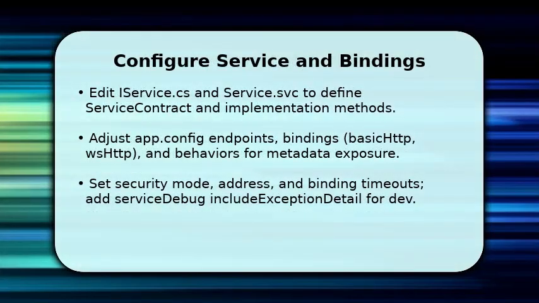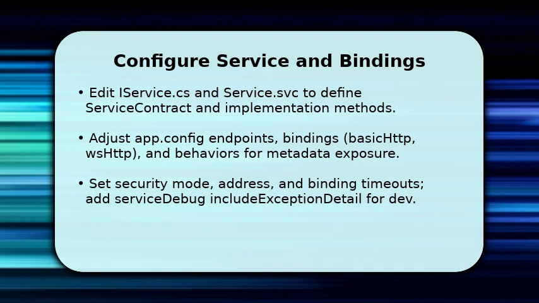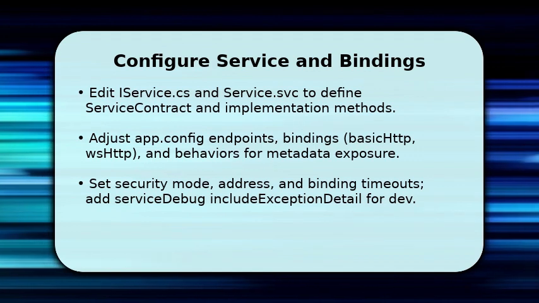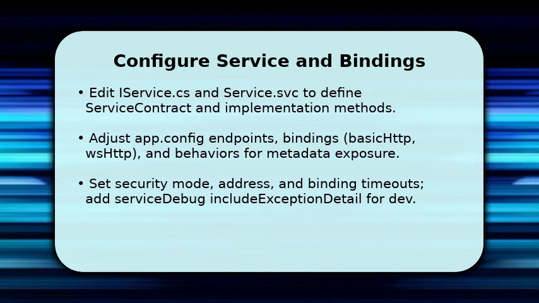Next, wire up the contract and implementation. Edit IService.cs for operations, then implement them in the service class. Once implemented, open app.config to add or modify endpoints and choose an appropriate binding. BasicHttp for interoperability, WSHttp for advanced WS* features. Make sure to enable metadata exchange and service behaviors so the WSDL is visible. This helps clients generate proxies. Also configure security mode and timeouts. You adjust these now because they affect client compatibility and debugging behavior later.